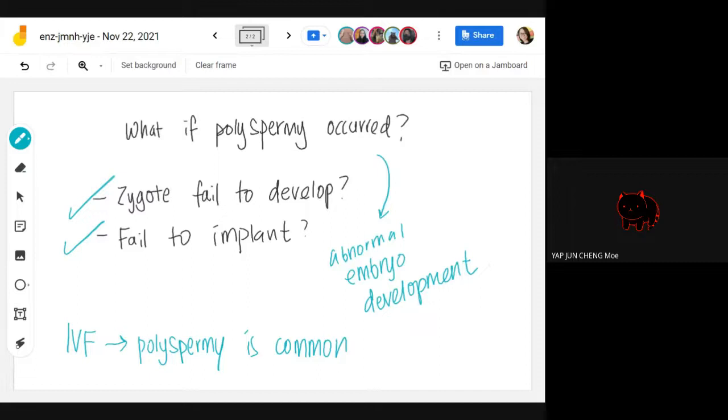Miss, I know that the donkey and the horse will combine and reproduce a new species. Is that polyspermy? No, that one is not polyspermy. That one is under allopolyploidy and hybridization. Oh, okay. Yes, because that one is still one sperm from the donkey and one egg from the horse.